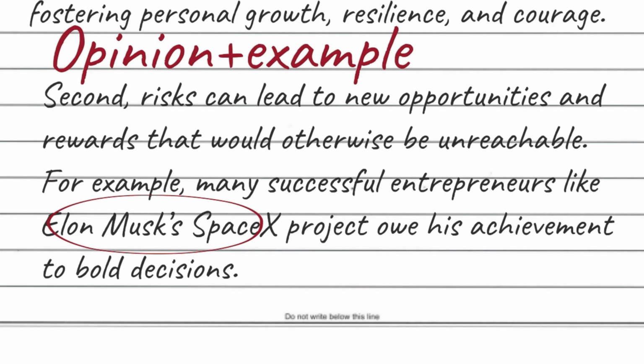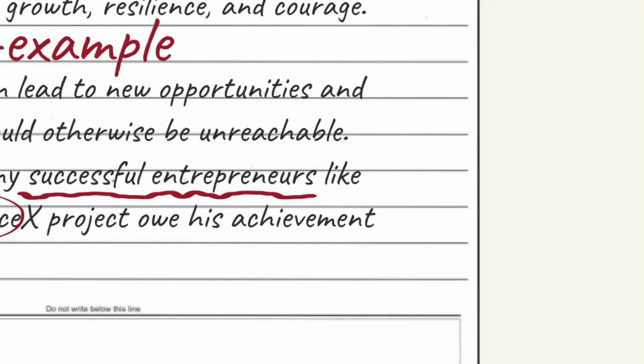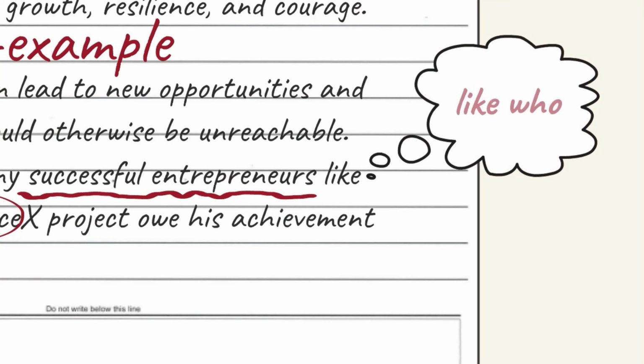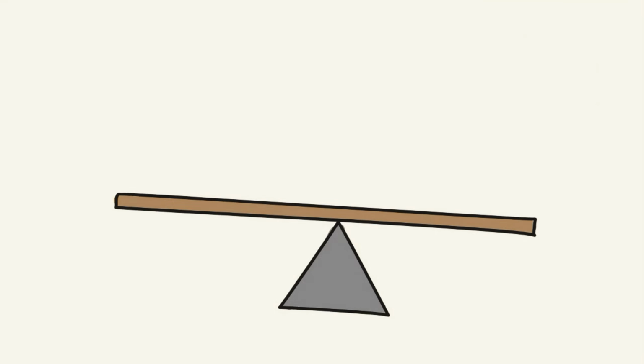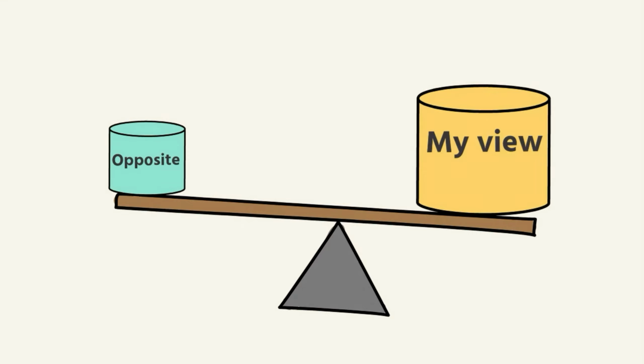I further explained my example by asking myself, entrepreneurs? Like who? Details can make the argument more persuasive. That's why I didn't add it in the previous paragraph, because I don't want to make the negative view as persuasive as my own viewpoint.